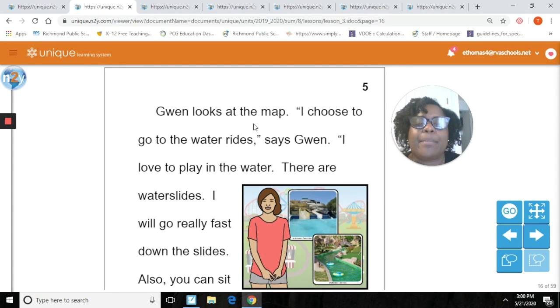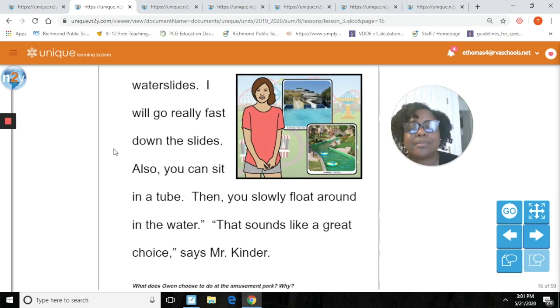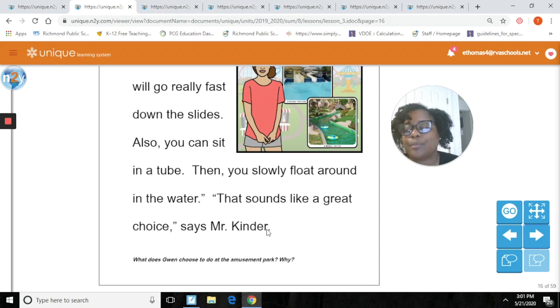Gwen looks at the map. I choose to go to the water rides, says Gwen. I love to play in the water. There are water slides. I will go really fast down the slides. Also, you can sit in a tube. Then you slowly float around in the water. That sounds like a great choice, says Mr. Kinder.